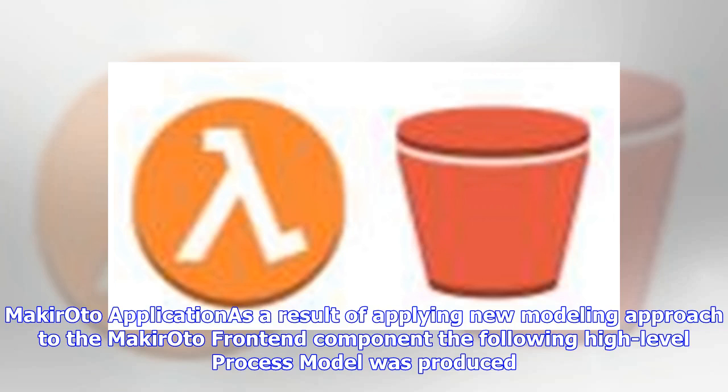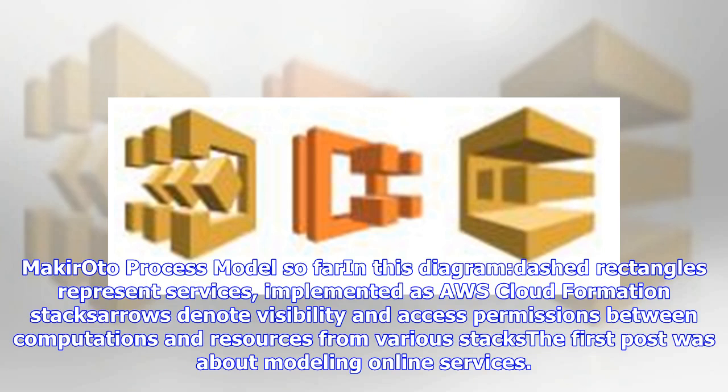Makiroto application is a result of applying the new modeling approach to the Makiroto Frontend component. The following high-level process model was produced. Makiroto process model. So far in this diagram, dashed rectangles represent services, implemented as AWS CloudFormation stacks. Arrows denote visibility and access permissions between computations and resources from various stacks. The first post was about modeling online services.